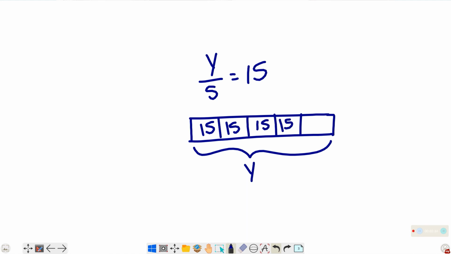So altogether, 15 and 15 make 30, and then 30 and 15 make 45, plus 15 more makes 60, plus 15 more makes 75. So y must be 75.